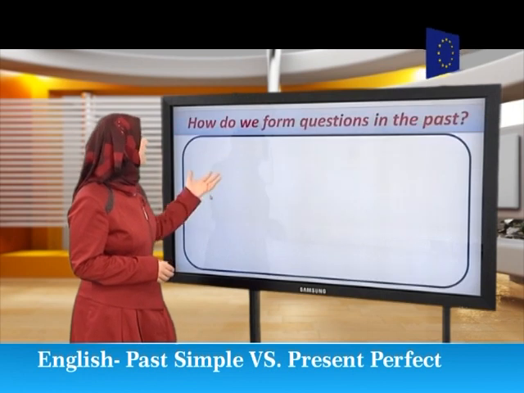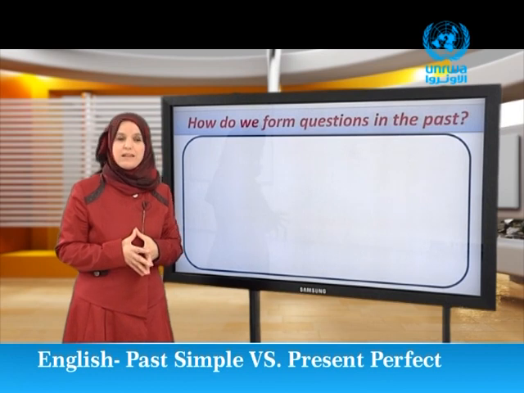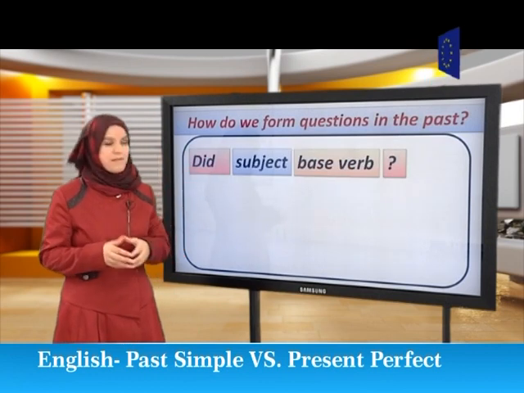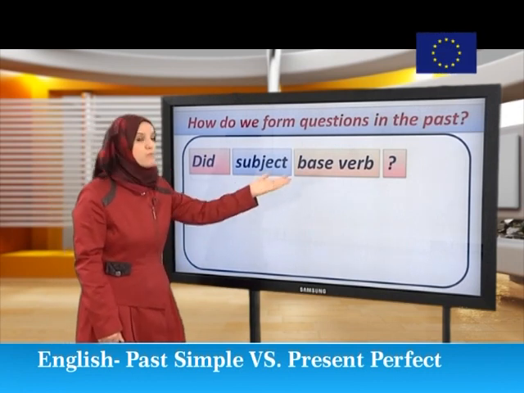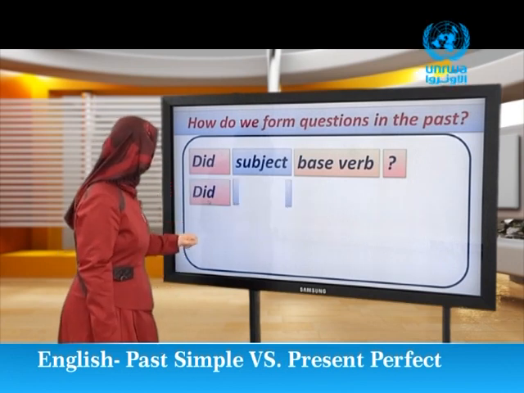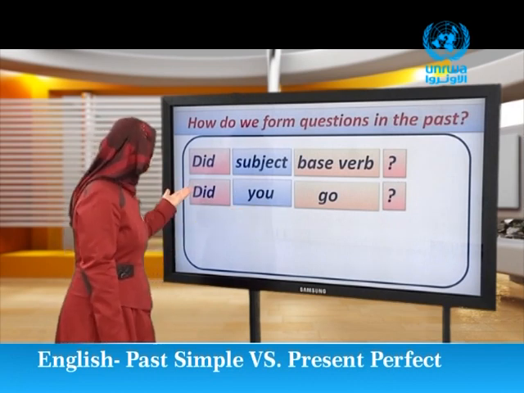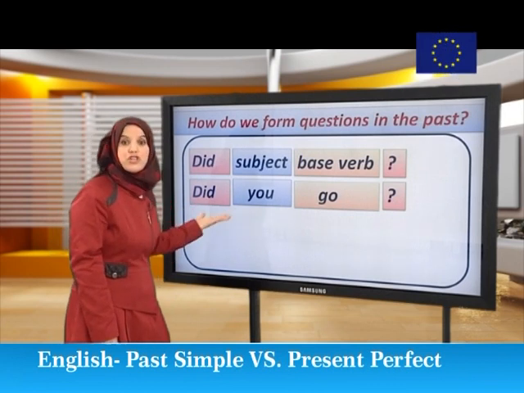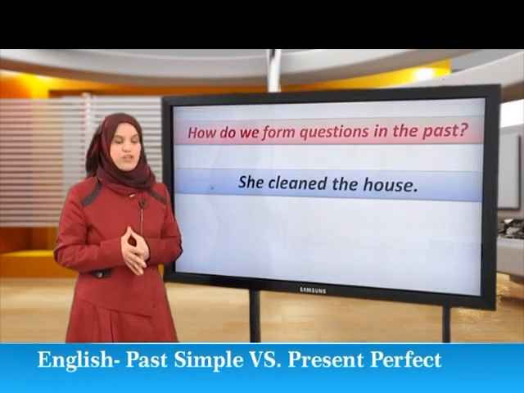Now, how do we form questions in the past simple tense? Let's see together. We use the helping verb did, then the subject, then the base verb. Sometimes we have complementary. Let's see an example. Did you go? And look, did goes for all subject pronouns. Did you go? Did she go? Did he go?